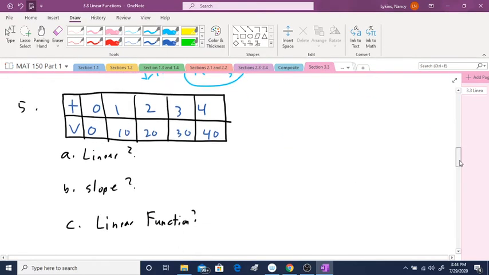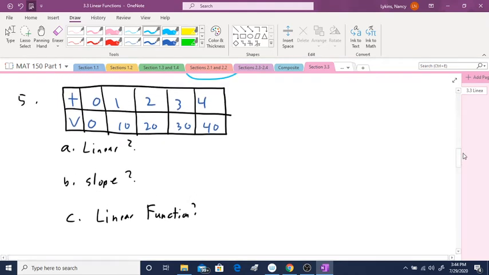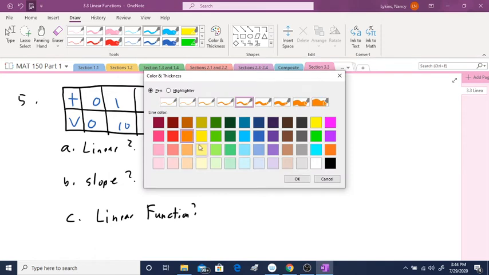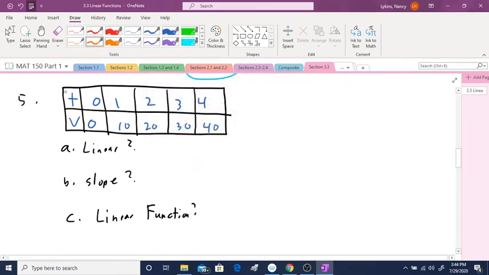Okay, finally, I'm going to show you some stuff on the calculator. Okay, now let's just say you have a t value and a v value. So think about this as your x and y values. Right off the bat, we're going to think about this as our x value. This is our y value.